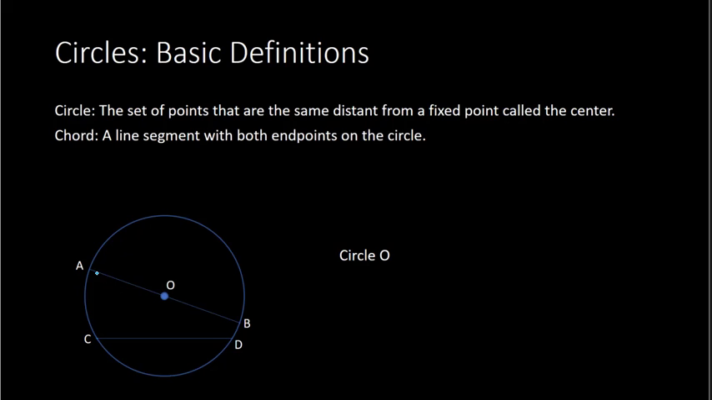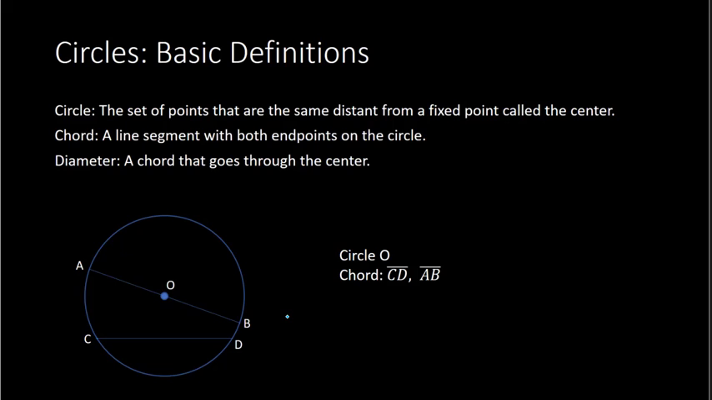And then also right here, chord AB. The endpoints of the segment A and B are on the circle. So we have chords CD and AB. Next we have what is called the diameter. Diameter is the chord that goes through the center. So AB, for example, diameter AB goes through the center, and it's a chord because it has its endpoints on the circle. So our diameter would be AB.